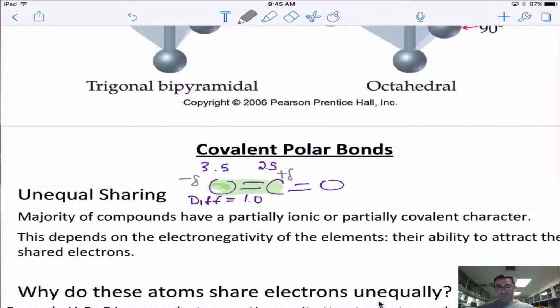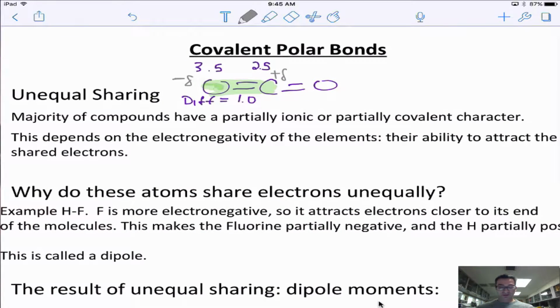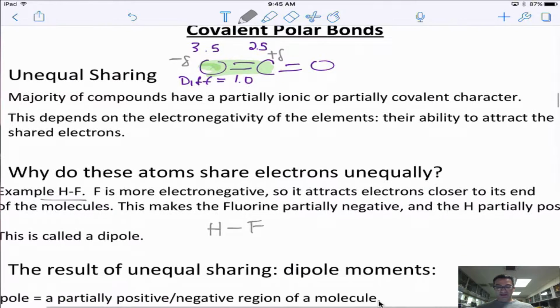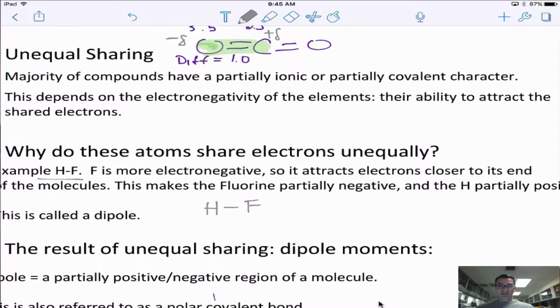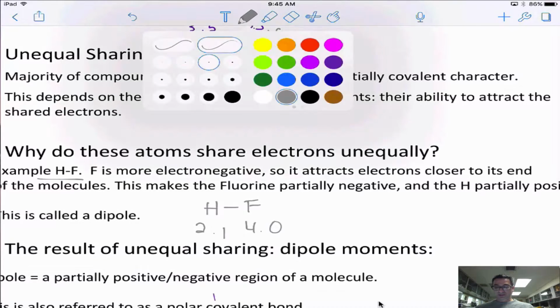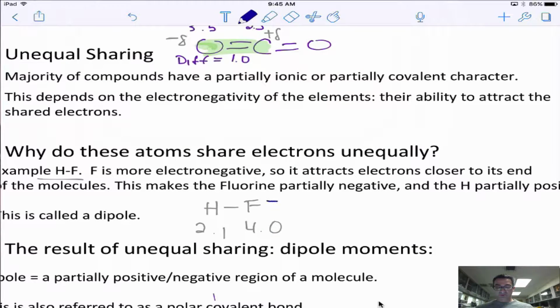Now I could take another example here. I do HF. So HF down here, when we look at this, we have our H and our F. And when I look at the bond difference here, the electronegativity, the H is going to be 2.1 and the F is going to be 4.0. And so based on this difference here, the one that's going to be more negative is the more electronegative element, F, and the less electronegative element is the H, and that's positive.